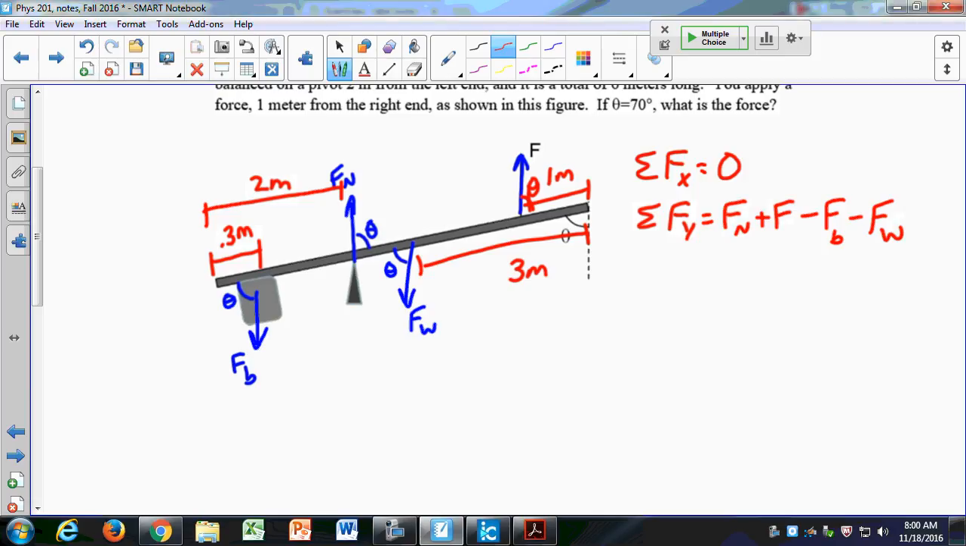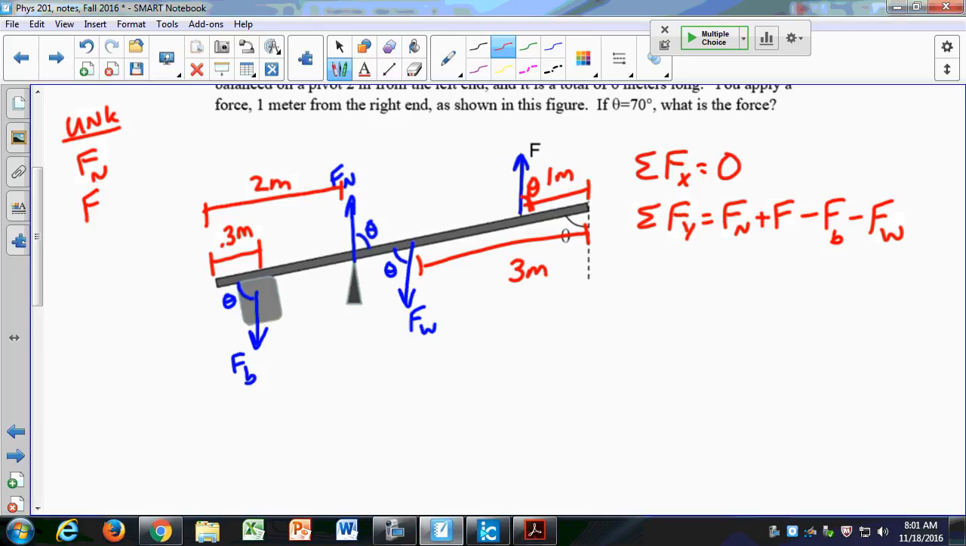All right, now we want to do our torques. Where do you want to do the torques? Where do we want to put our axis of rotation? In other words, what would be the best place to put our axis of rotation? Well, let's write down what our unknowns are. We don't know Fn. We know Fb and we know Fw, but we don't know F. So we could either choose to put our axis of rotation here, or we could put our axis of rotation here. Either one of those would be okay.